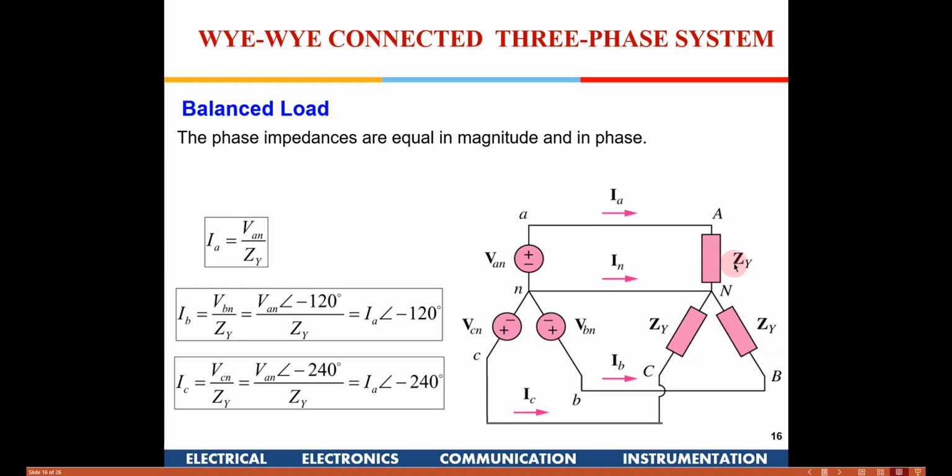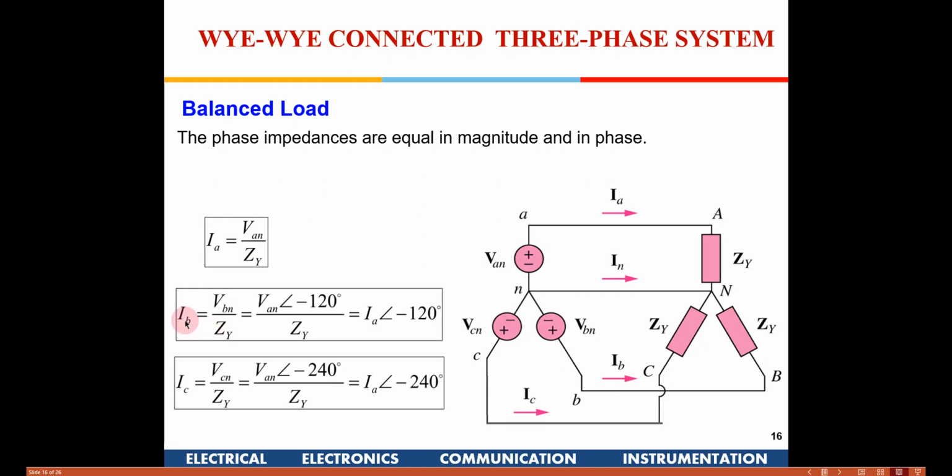Otherwise, there are three arms. Balanced means they all have to be equal. So that is known as the phase current, the current which would flow here. What is the voltage across Zn? It will be the phase voltage, right? Because it is the voltage between a single phase and the neutral wire. So that is why Ia will be the phase voltage divided by the impedance.